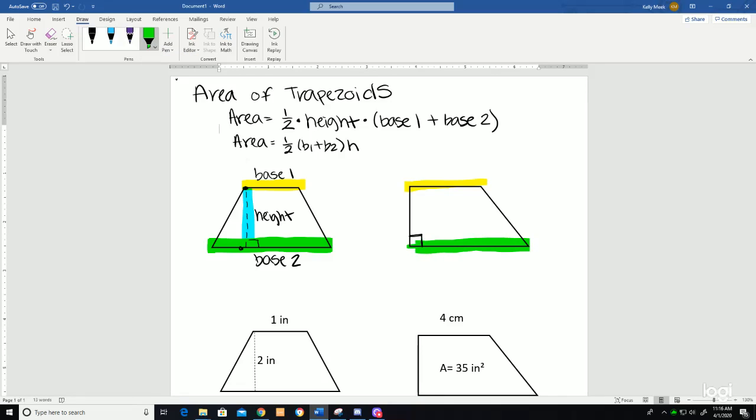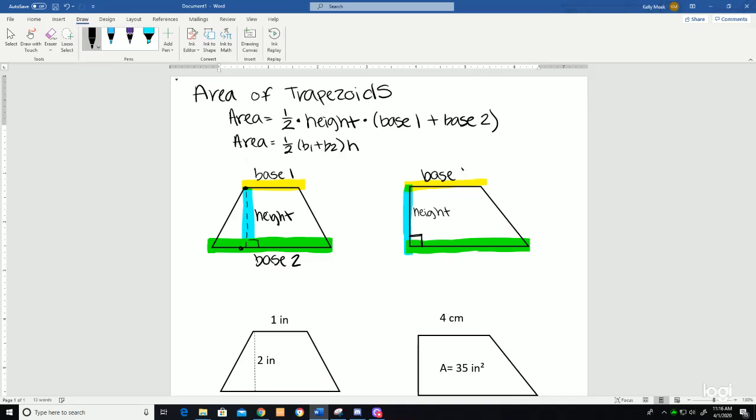But this time, instead of having your height in the middle of this shape, you can actually see the height as that side right here. It is connecting the highest point of the shape to the lowest point of the shape. So that is the height. Right trapezoids are a little easier because the height is actually one of the sides of the shape.